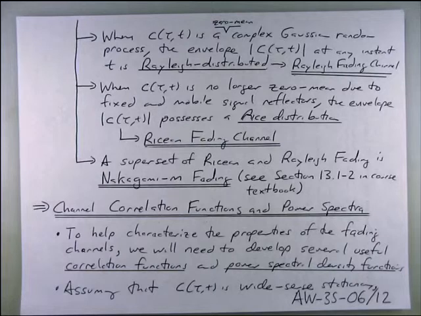Something that sounds really cool and that you should check out in Proakis and Salehi, Digital Communications, 5th edition, section 13.1-2, is Nakagami-m. I know a few colleagues of mine who do a lot of research with this type of fading channel, and it's a superset. It totally characterizes Ricean and Rayleigh fading as unique cases of Nakagami-m, like m equals one being Rayleigh or something like that. Okay?